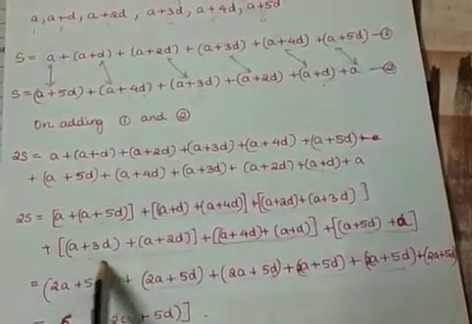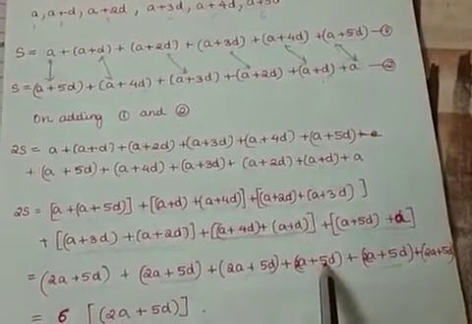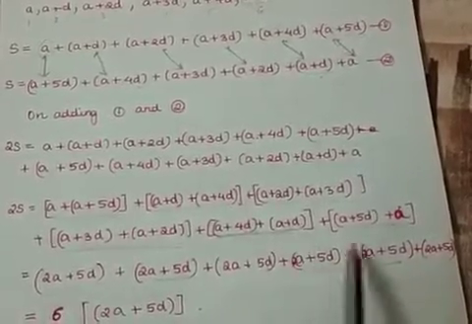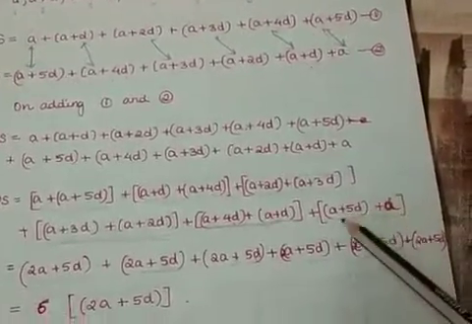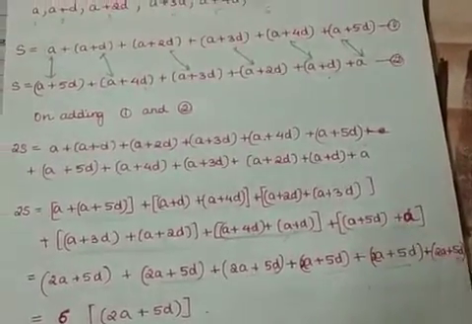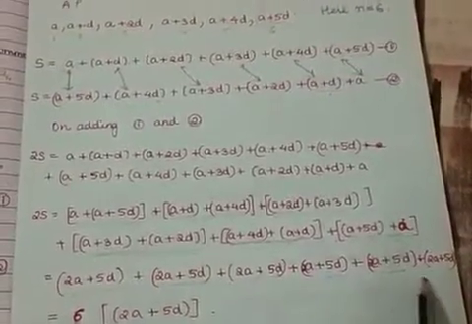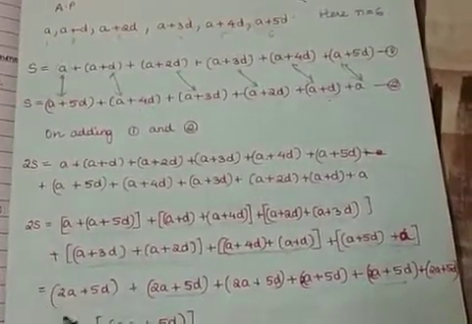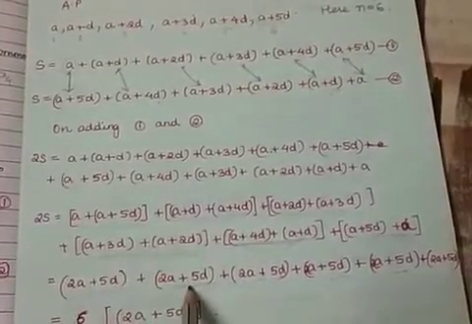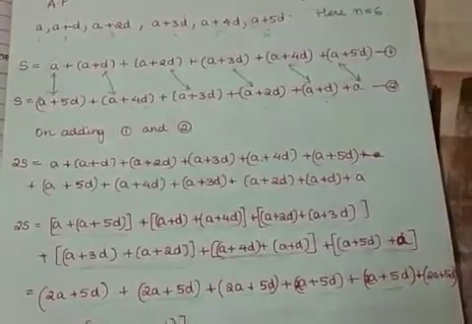This is a plus a is 2a, 3d plus 2d is 5d. Then you have a plus a is 2a, 4d plus d is 5d. And the last bracket is a plus a is 2a plus 5d. Now if you look at all these terms, then you'll see every term is the same, correct? This is also 2a plus 5d, 2a plus 5d, 2a plus 5d, and every term is the same term.